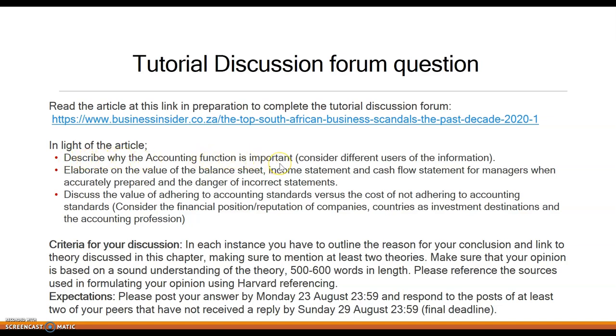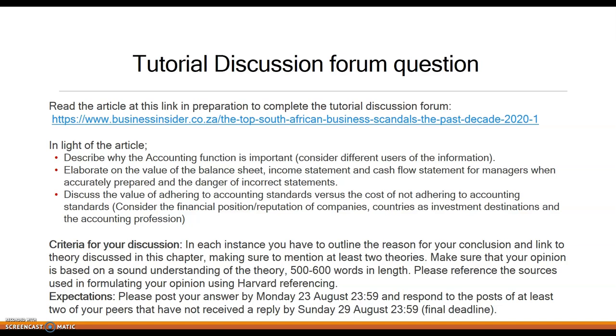Describe why the accounting function is important. You will notice in many of the business scandals, it's quite clear that something went wrong with regards to some of the stakeholders that have an interest in the financial statements and how they were prepared, and perhaps even, unfortunately, intentionally or fraudulently misrepresented something. So that's often a point of theory that you might be able to connect to the particular company that you've chosen to read.